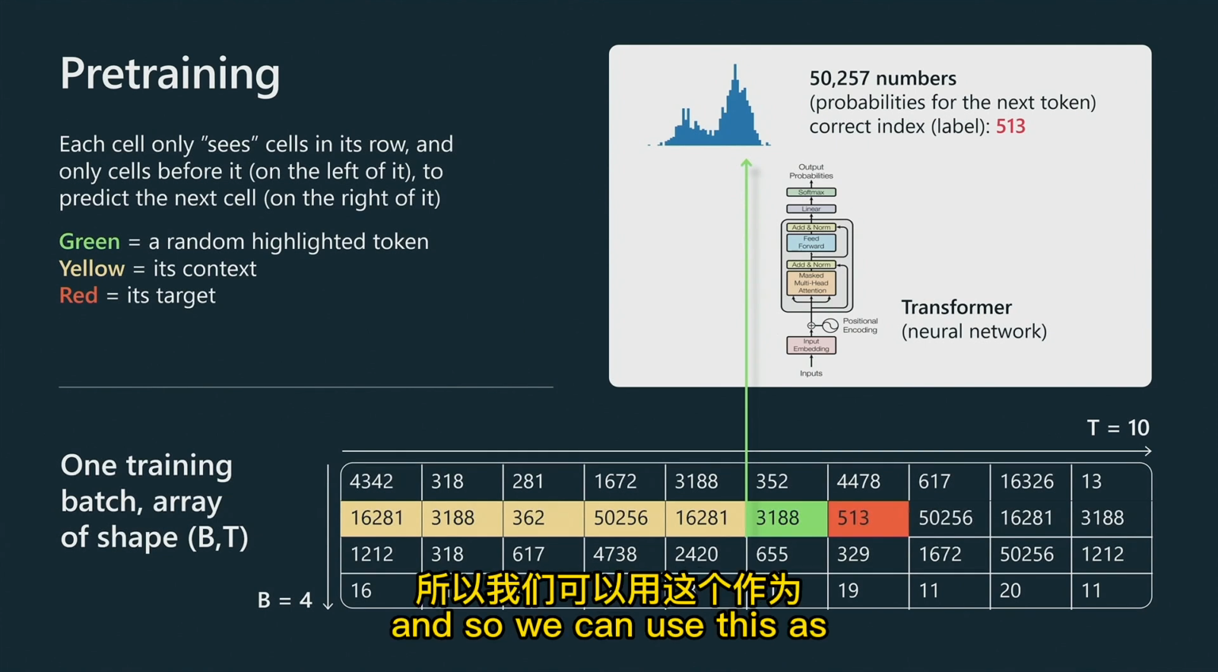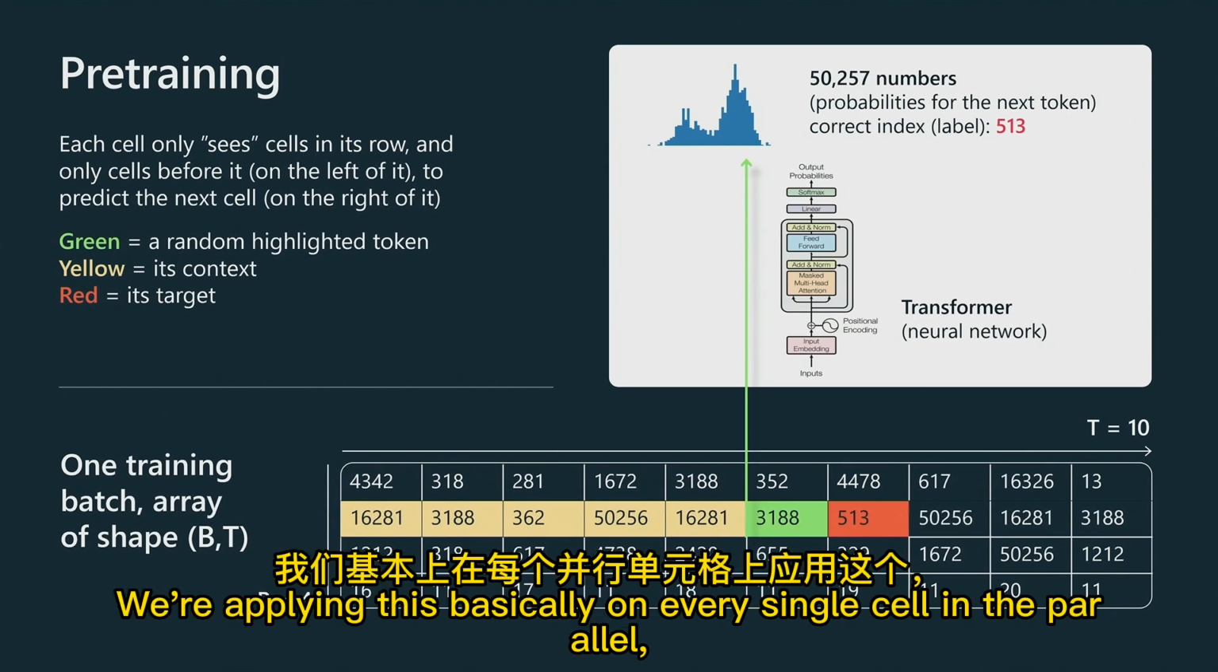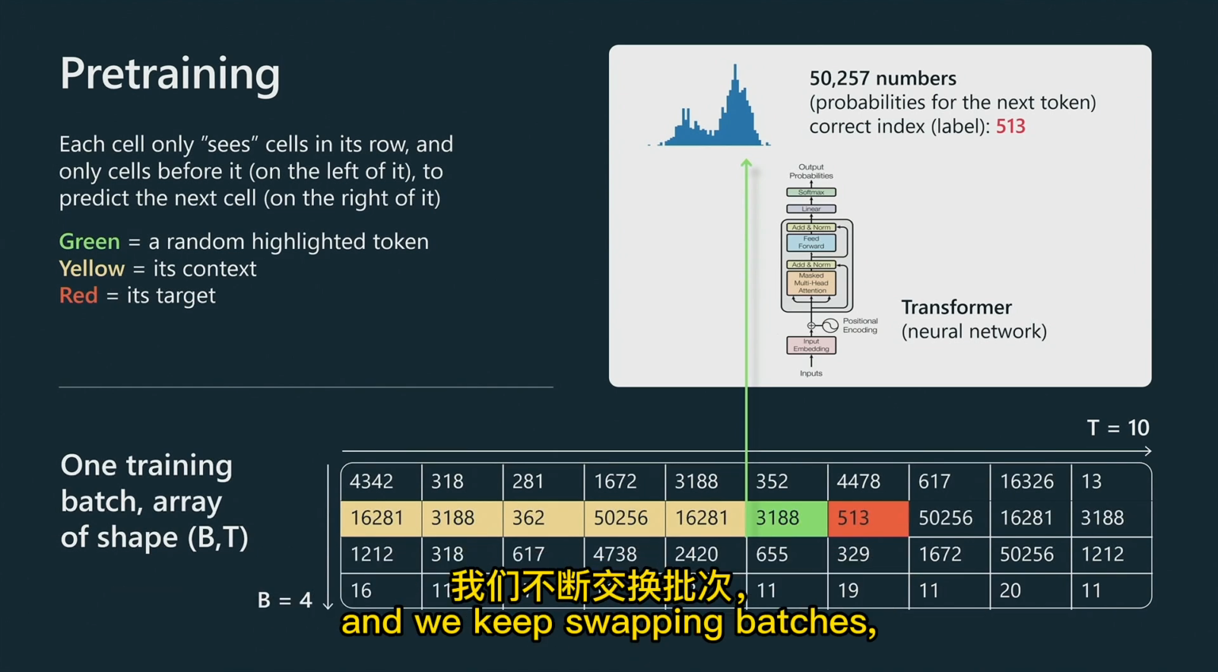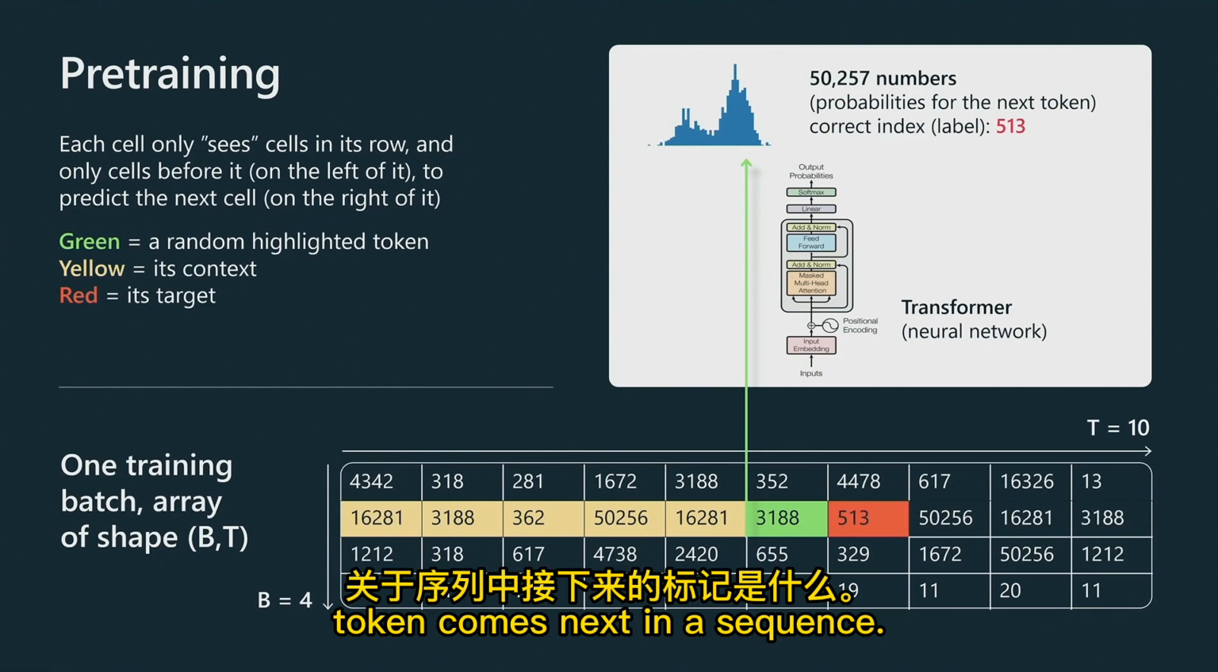And so we can use this as a source of supervision to update our transformer's weights. We apply this on every single cell in parallel, and we keep swapping batches, trying to get the transformer to make the correct predictions over what token comes next in a sequence.